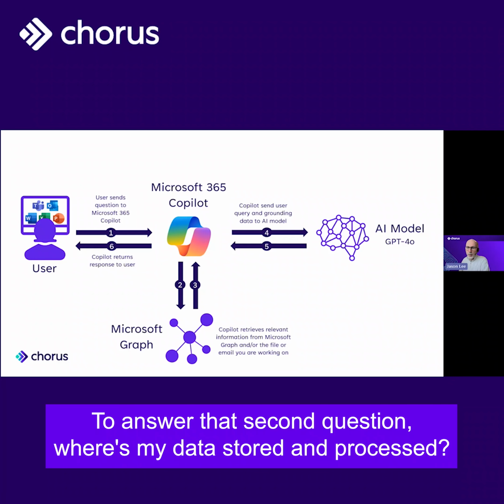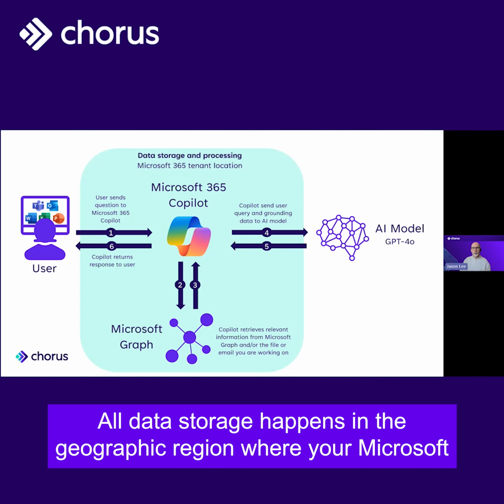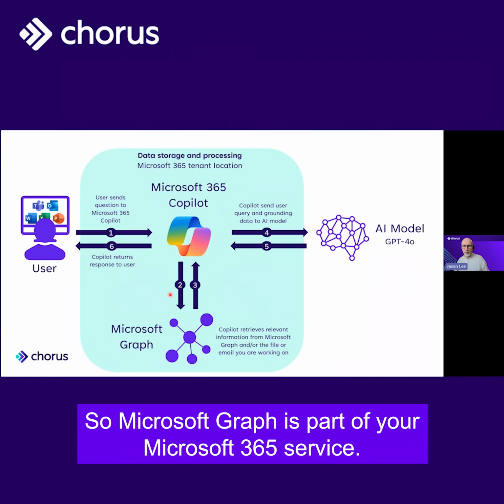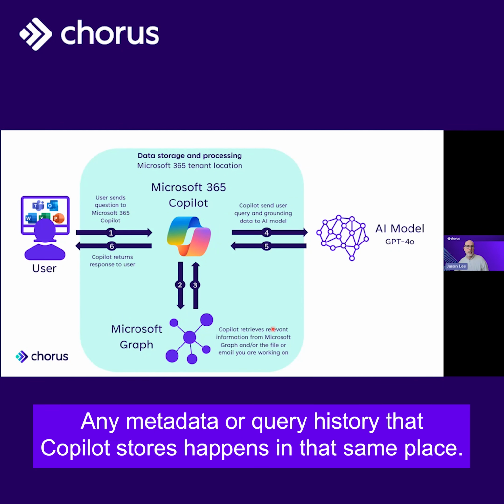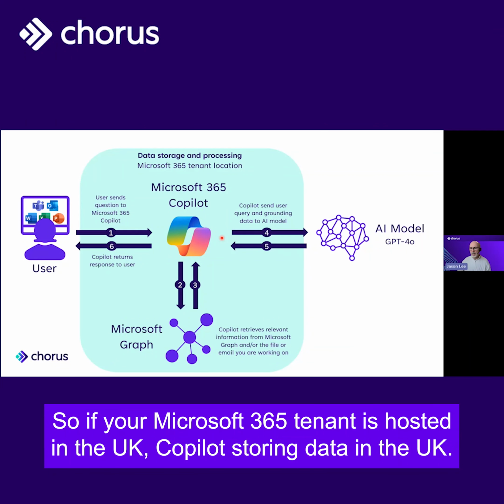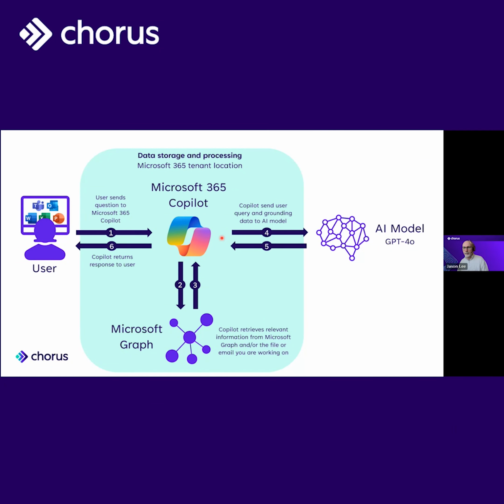To answer that second question, where's my data stored and processed? All data storage happens in the geographic region where your Microsoft 365 data is stored. Microsoft Graph is part of your Microsoft 365 service. Any metadata or query history that Copilot stores happens in that same place. So if your Microsoft 365 tenant is hosted in the UK, Copilot's storing data in the UK.